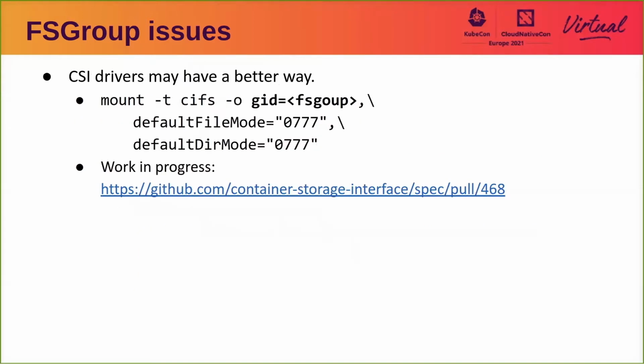And the last issue we have with FSGroup is that some storage backends can apply it more efficiently than by recursively walking through the whole volume. For example, as a mount option, like Samba. This is currently work in progress. Check the linked pull request against the CSI specification to see how we propose to pass FSGroup from Kubernetes to the CSI driver so it can apply it as a mount option.